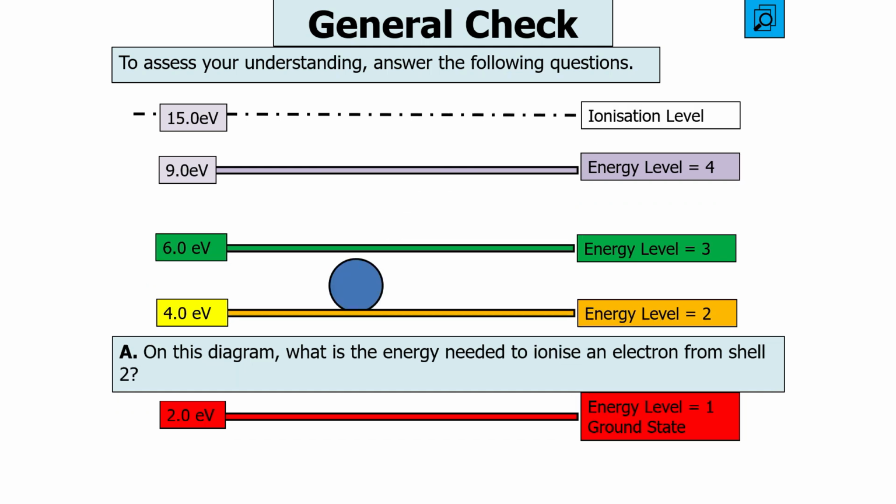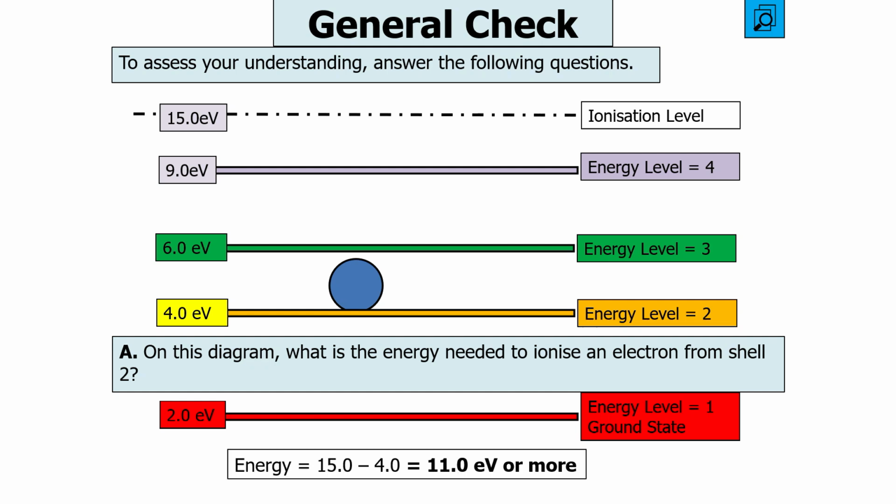On this diagram, what is the energy needed to ionize an electron from shell 2? So pause the video now, then unpause the video when you want to go through your answer. It would be the ionization level, 15, minus the energy from shell 2, so 11 eV or more, because anything above that will still cause ionization.